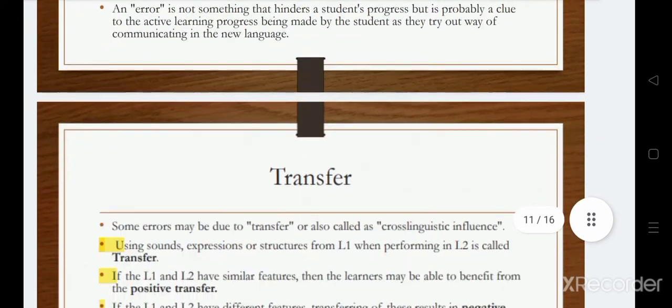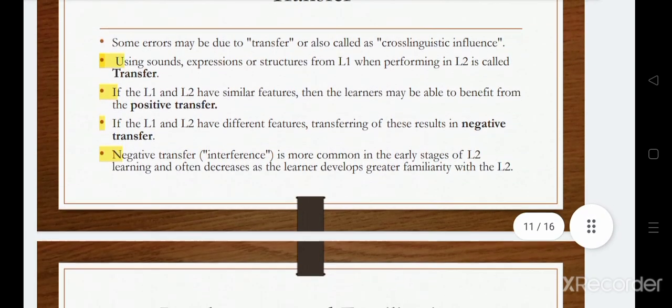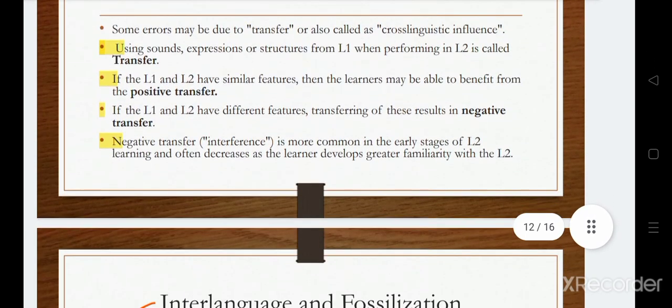And now we'll see transfer. So transferring sounds, expressions or structures from L1, that is first language, when performing in L2, second language, is transfer. For example, if L1 and L2 have similar features, then the learners may be able to benefit from the positive transfer. Let me give you an example.